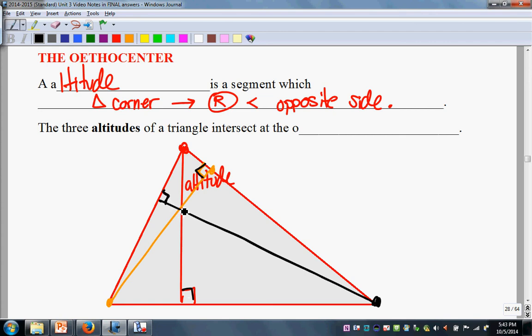One, two, three. That altitude crossing is not a centroid. The altitudes cross at what's called the orthocenter. So the altitudes cross at the orthocenter.